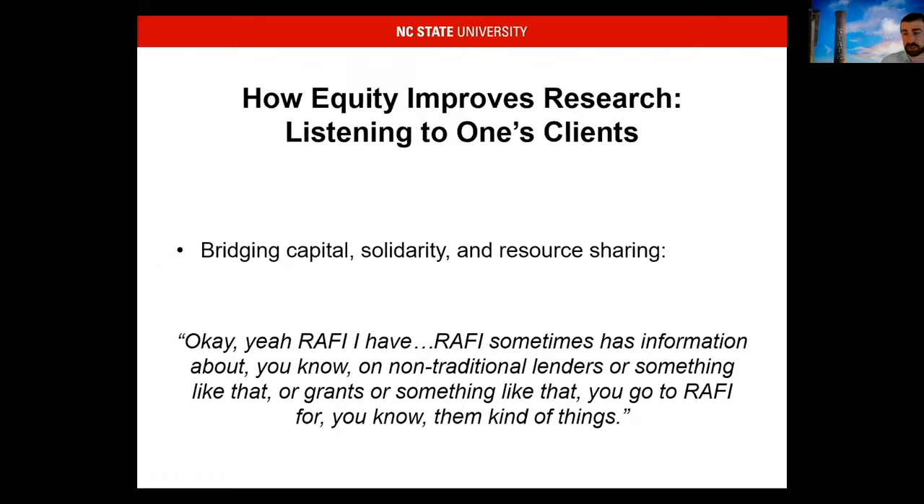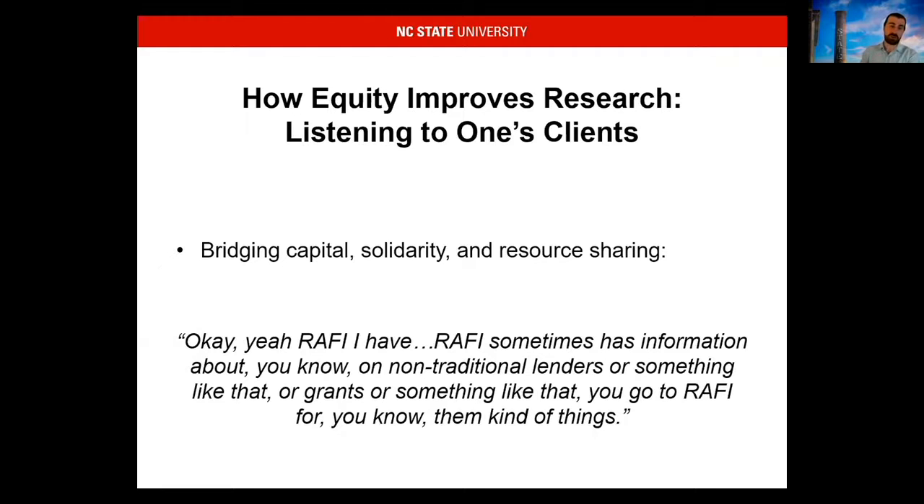And so one of these major resource sharing things that has been coming up quite often is, say, Rafi, who is on the project team. Rafi sometimes has information about non-traditional lenders or grants or something like that. So you can go to Rafi for those kinds of things. And that information is crucial because it's not always readily accessible where you could get alternative forms of funding.